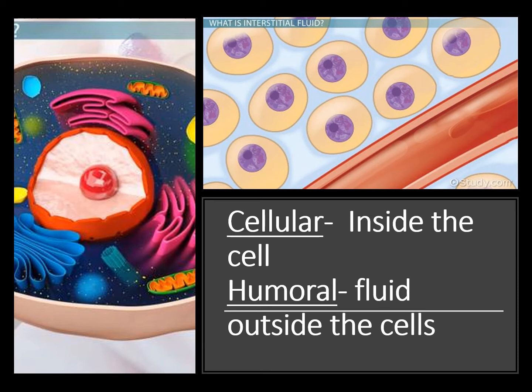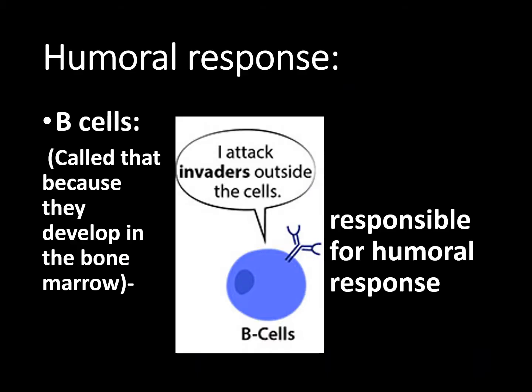So when I said that the lymphocytes fight pathogens in two different areas, I really meant that they fight pathogens inside the cell and they fight pathogens outside the cell. So the cellular and the humoral response. Humoral being the fluids outside the cell. So let's look at the humoral response first.